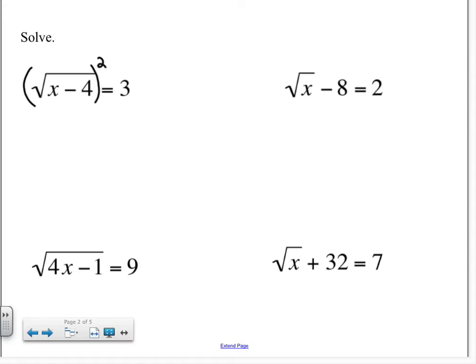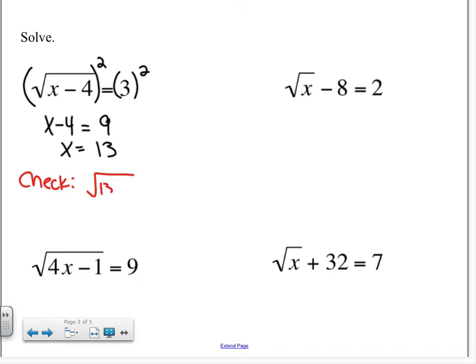Okay, so we have to square both sides of the equation to undo that square root. So we get x minus 4 equals 3 squared, which is 9. So that means x equals 5. So check that. Let's see, we have, oh, not 5. Silly me. We have to add 4 to both sides, so that means x equals 13. So if we check that, does the square root of 13 minus 4 equal 3? Well, 13 minus 4 is 9, and we know that the square root of 9 equals 3, so we are good.